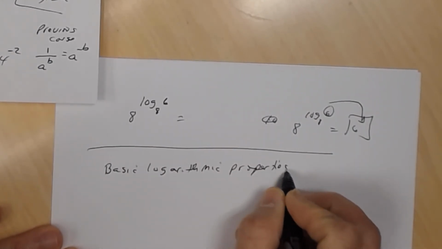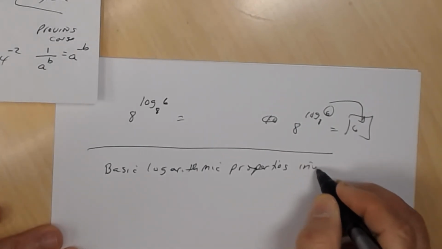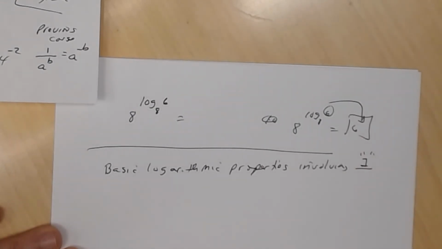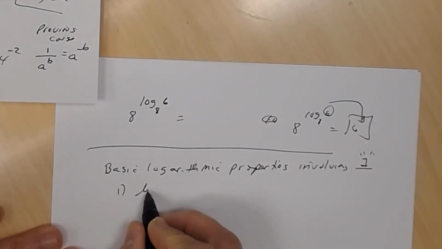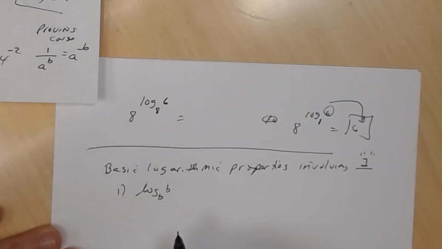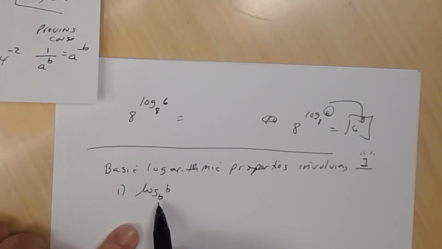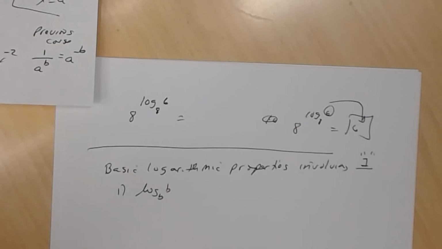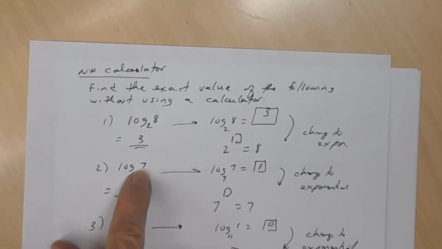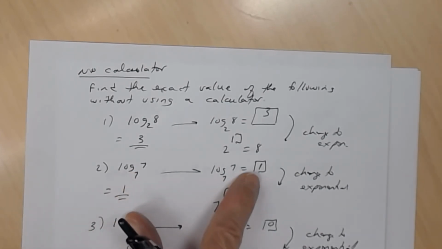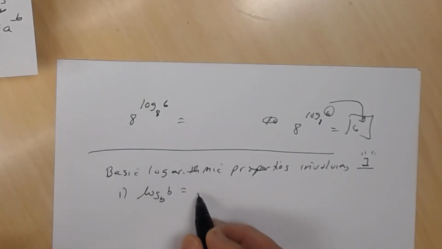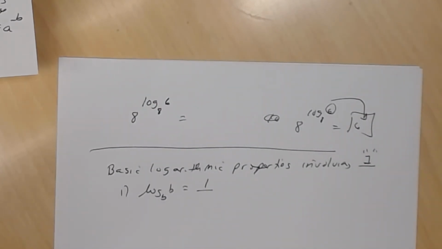Basic logarithmic properties involving the number 1. Number 1, log of b base b. If the argument and the base are the same, let's go back to one of the problems we did. Remember a while ago, for this one, the argument and the base are the same. What was that equal to? 1. So if the argument and the base are the same, that is just equal to 1. Okay?